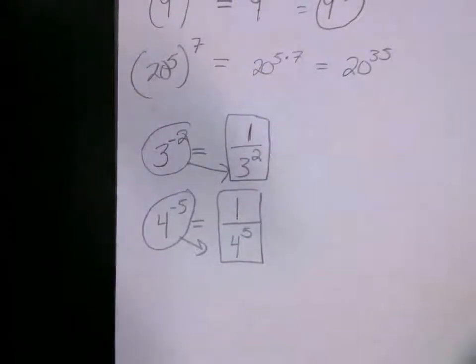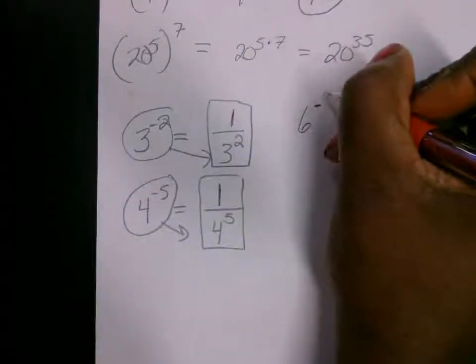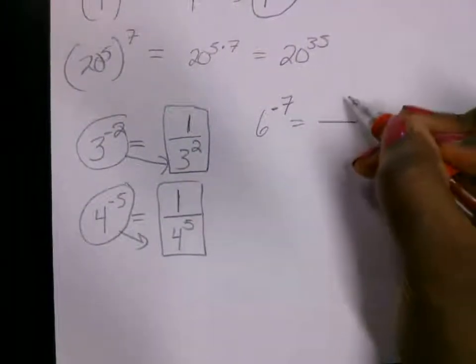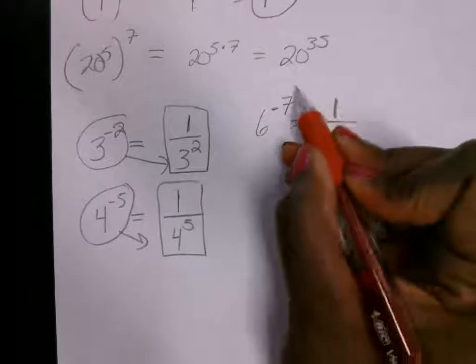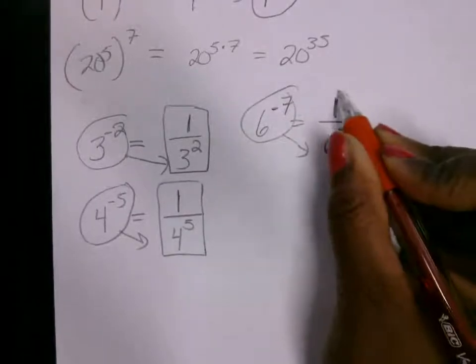One more time. You have 6 to the negative 7. Your numerator is 1, and you're going to move all of this down to the bottom, and now this is a positive number.